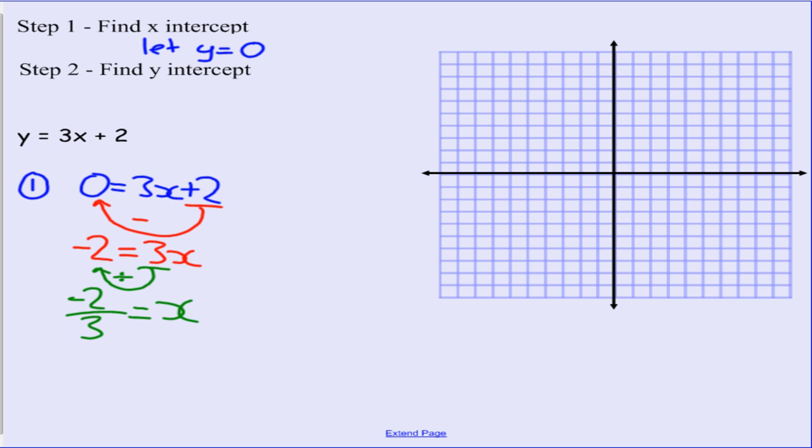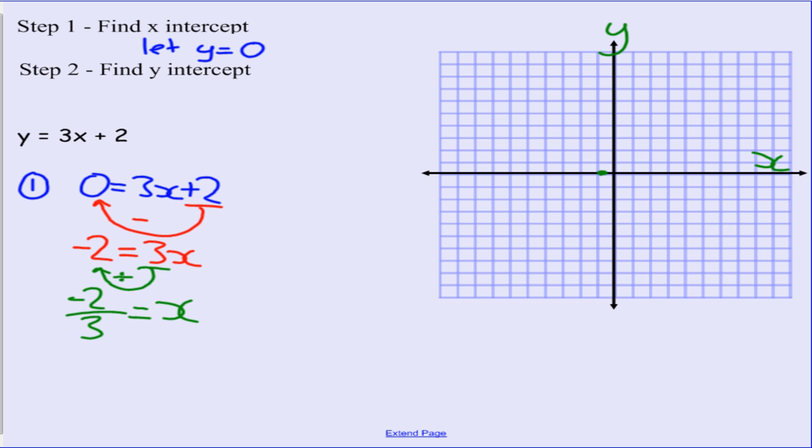So there is our equation. We need to go to our graph. Remember, up here is the y-axis and horizontal is the x. Now, somewhere along this horizontal line, we need to put a dot at negative 2/3, which will be roughly about here. I'm happy with that.